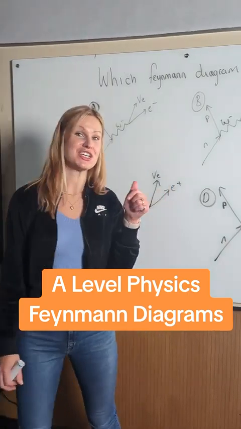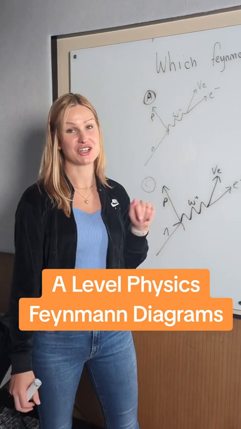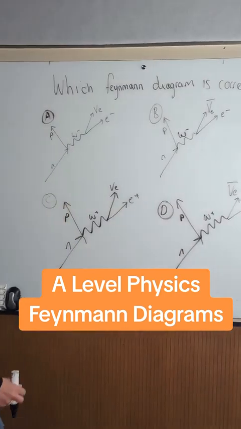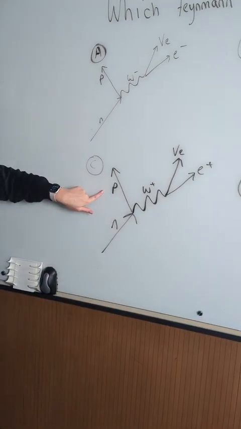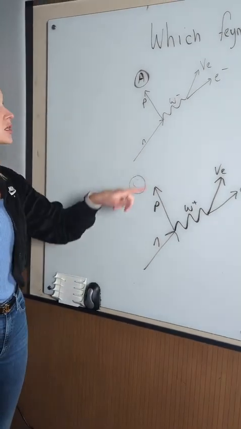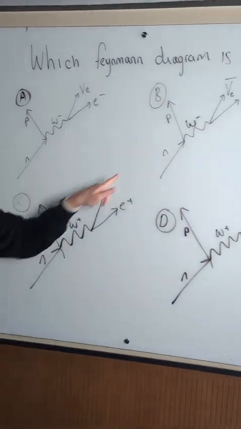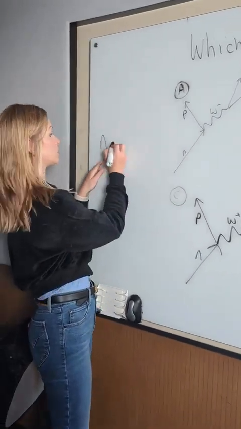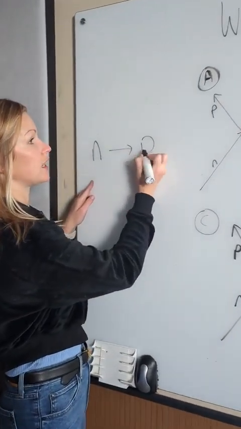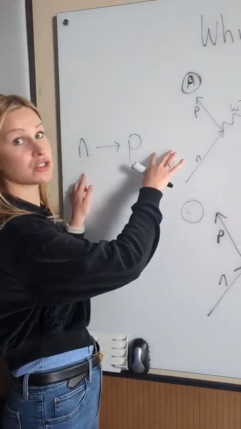So today what we're going to do is figure out which Feynman diagram is correct. The first thing I look at is that a neutron goes in and is changed into a proton, and I want to figure out, in the weak nuclear force, which boson is responsible for that interaction. We see that a neutron is going to change into a proton, and I want to figure out what the other particles involved are.